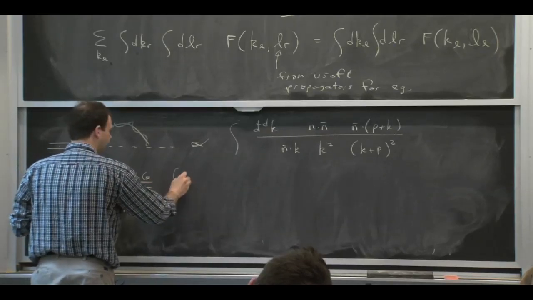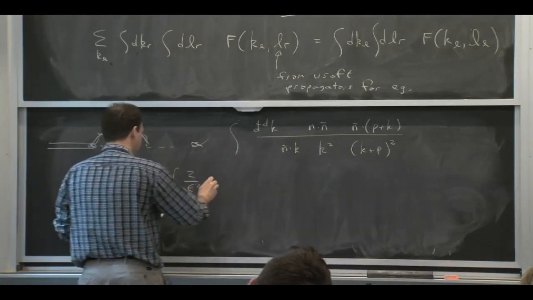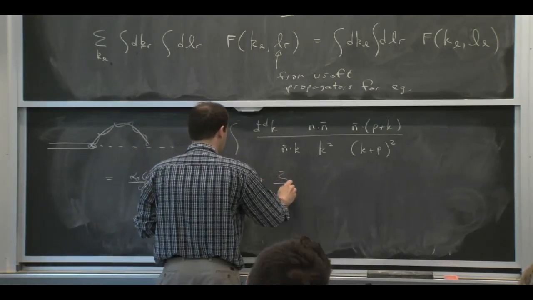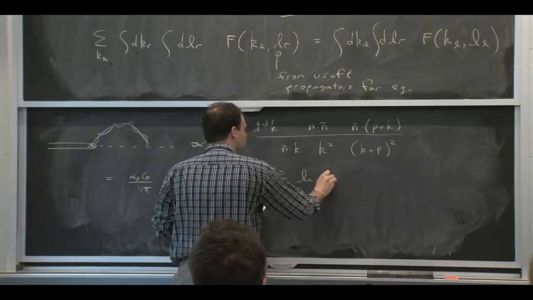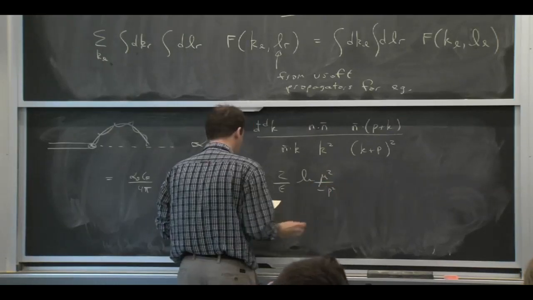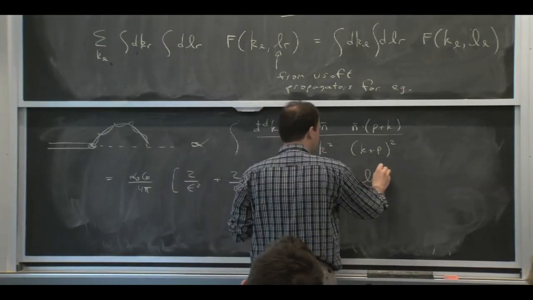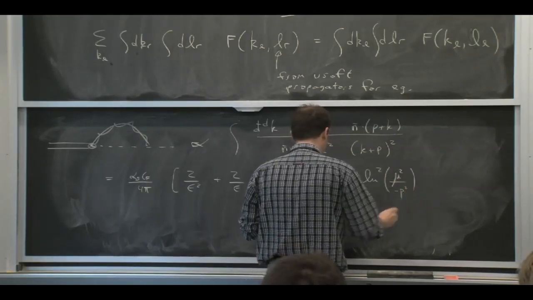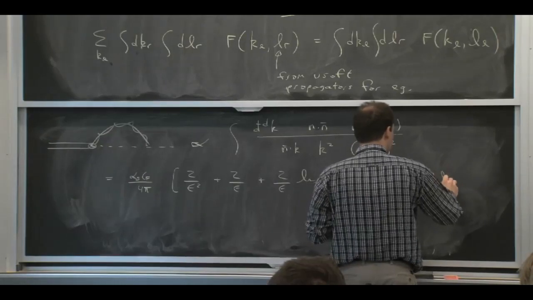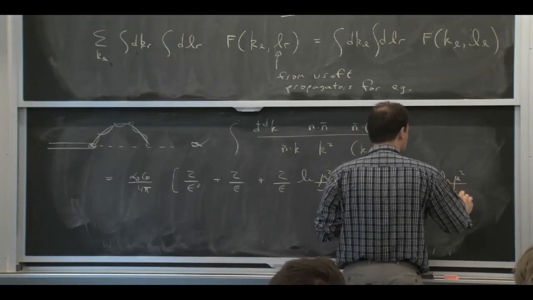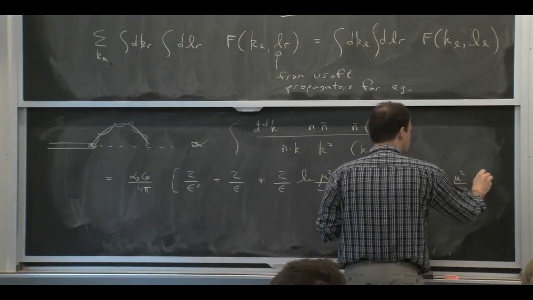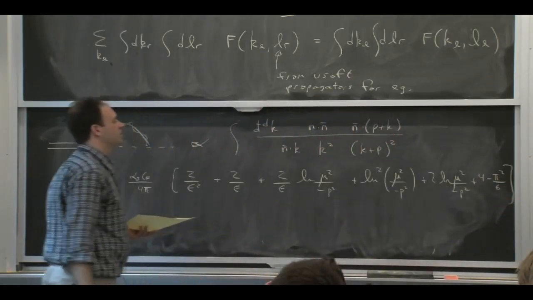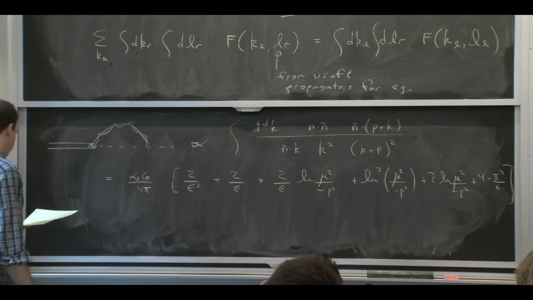So we just do that. And what do we get? We get some 1 over epsilons. We get some logs of p squared. And I'm putting in even the constant term, since it's pretty simple, 4 minus pi squared over 6.